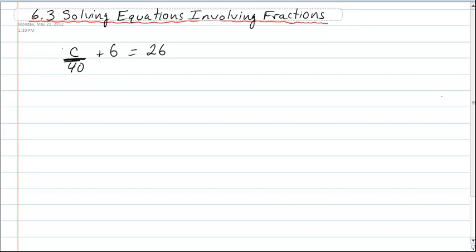But just like in our previous questions, first thing we're going to do is try to isolate c. We want to get c so that it is by itself. In order to get c by itself, the first thing I'm going to have to do is get rid of this plus 6 here. And in order to do that, I'm going to minus 6. If I have plus 6 minus 6, that equals 0.